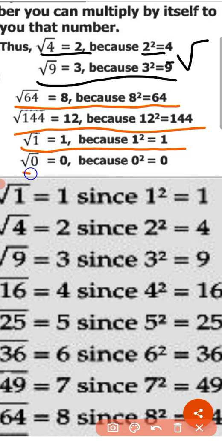Square root of 0 is equal to 0 because 0 squared is equal to 0. 0 squared means 0 into 0. So the square root of 0 is 0. Okay.